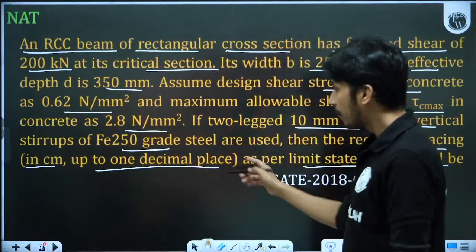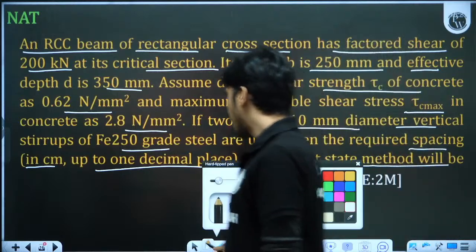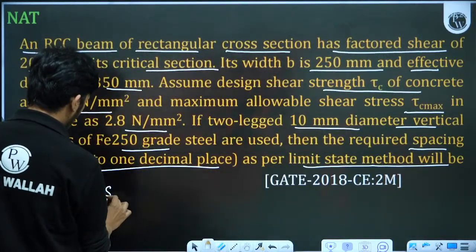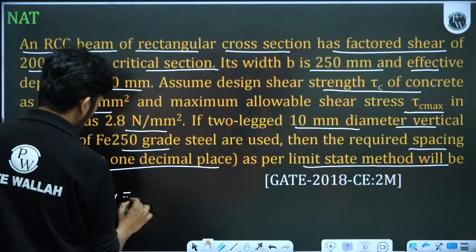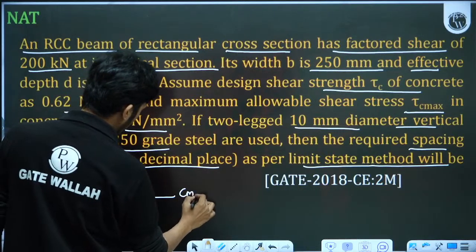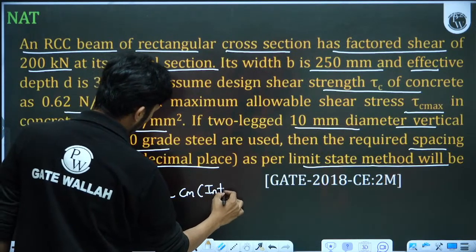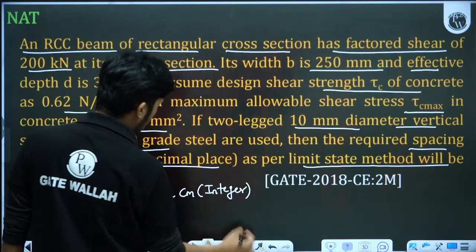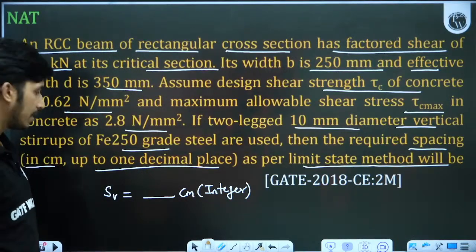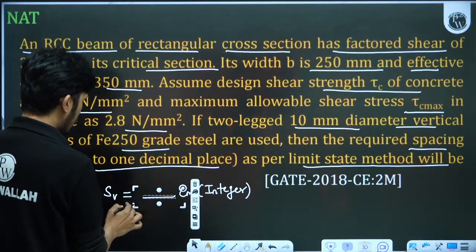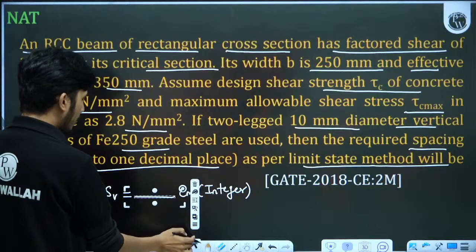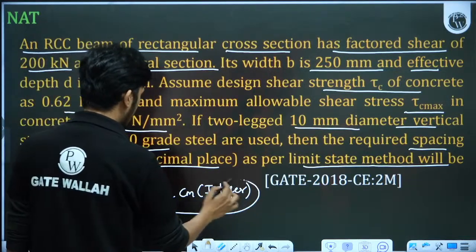So you don't have to give me the answer in decimal places. I am asking for the answer in integer. Give me the spacing in integer, because if you give the answer in one decimal place, somebody will make a very small mistake and the answer will be wrong. So give me the answer in integer, not in one decimal place.